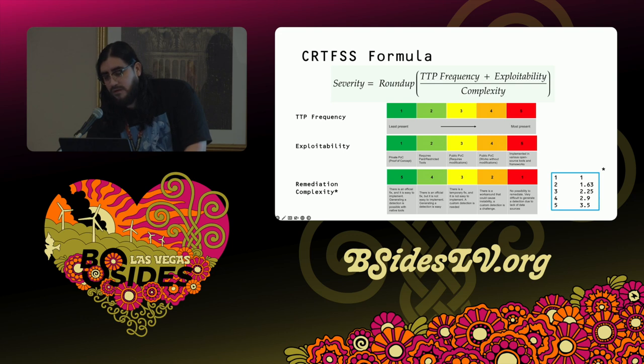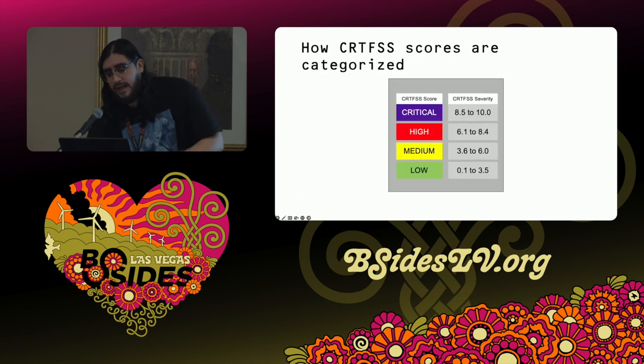Okay. In these graphs, you will find the values for each of the elements of the formula. The TTP frequency goes from the least present to the most present TTP in real-world sightings. The exploitability comes from the ability to successfully exploit the TTP, from a zero-day exploit in the wild or private POC to a TTP that you can run using various open source tools or frameworks. And the remediation is how easy or difficult it is for the blue team to remediate the red team finding, implement a security control, or generate detections of it.